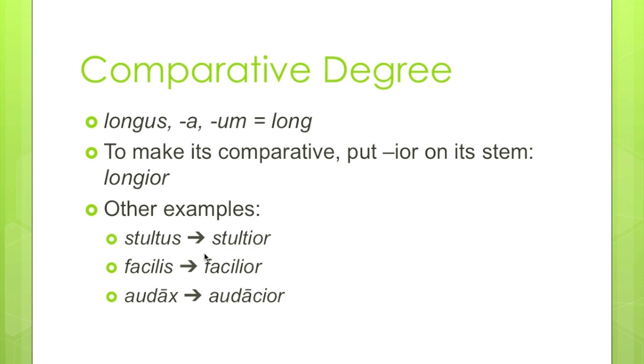Here are some other examples. Stultus, stupid, goes to stultior, stupider. Facilis, easy, goes to facilior, easier. Audax, bold, goes to audacior, bolder. Note something here. The word audax in its full form is audax, audacis, you may remember. The stem is audac, it ends in a C. So the thing that we attach the ior to is audac. We wind up with audacior.